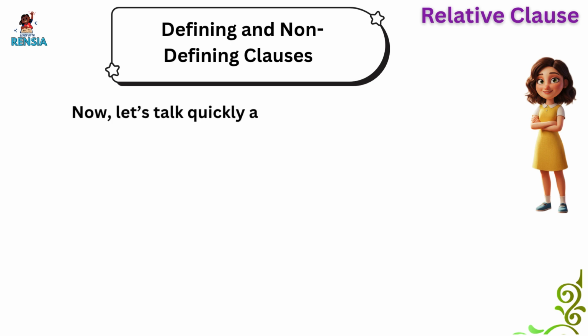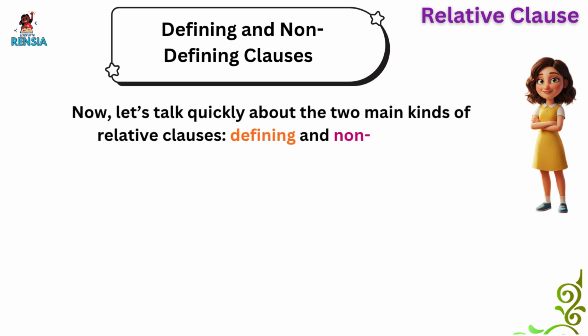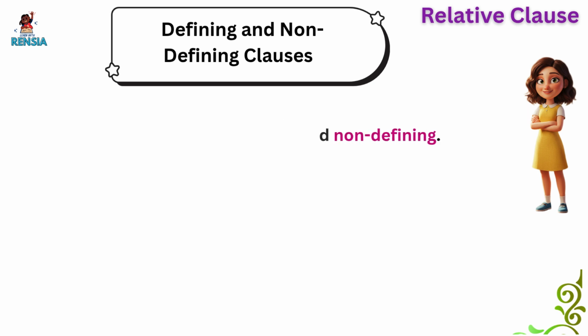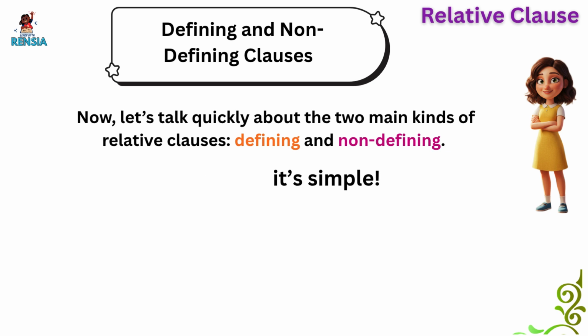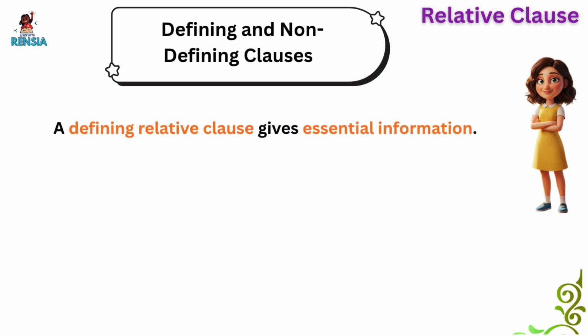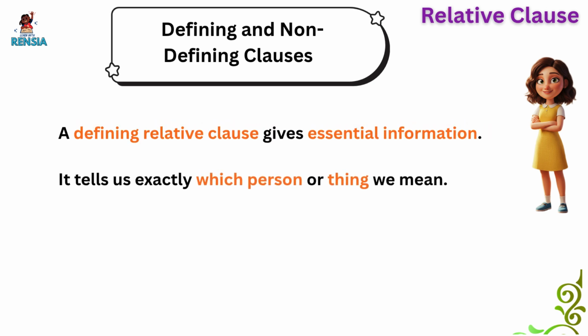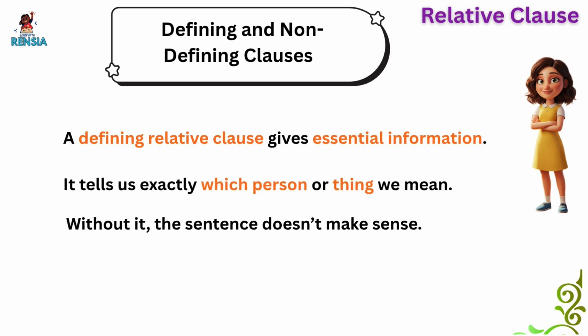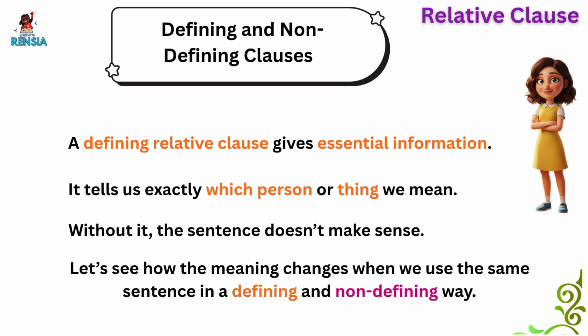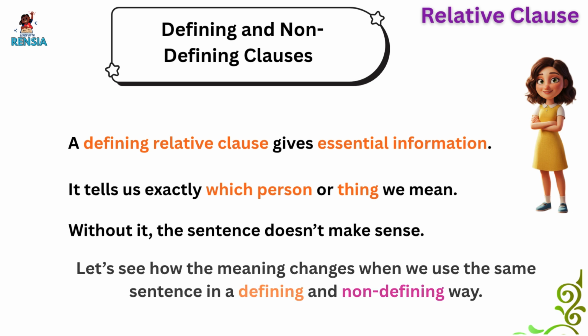Now let's talk quickly about the two main kinds of relative clauses, defining and non-defining. Don't worry, it's simple. A defining relative clause gives essential information. It tells us exactly which person or thing we mean. Without it, the sentence doesn't make sense. Let's see how the meaning changes when we use the same sentence in a defining and non-defining way.